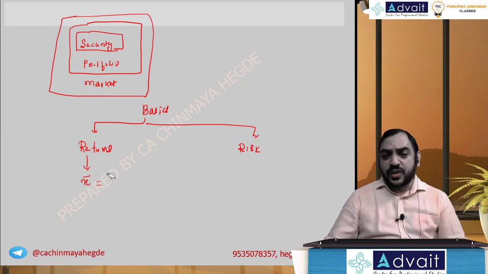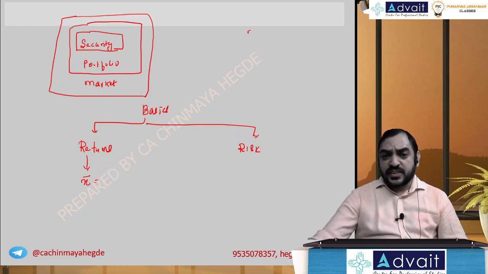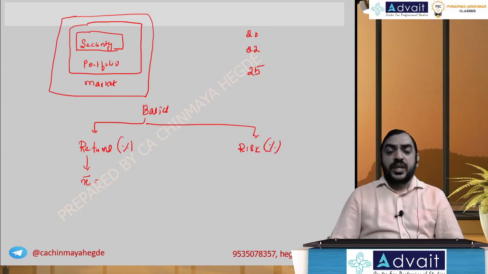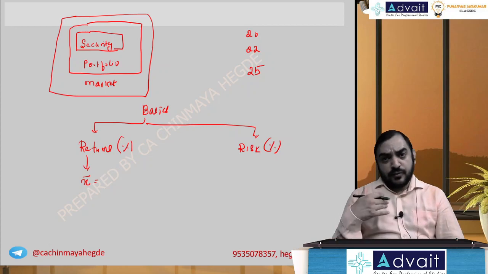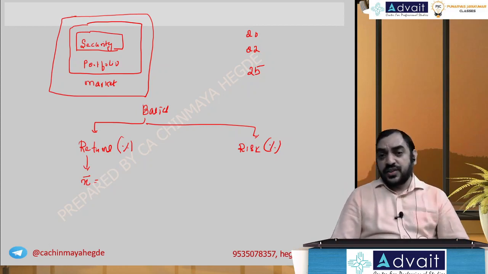I'll just tell you for a security, how do you calculate average returns? Previous year, the stock price is 20 rupees. Next year, the stock price became 22 rupees. Next year, the stock price became, let's say, 25 rupees. So what is the percentage if you want to calculate? Return should always be in percentages. Risk should always be in percentages. This one point you should keep in mind. Return we can also express in rupees, but I would like to make sure it is expressed in percentage terms.